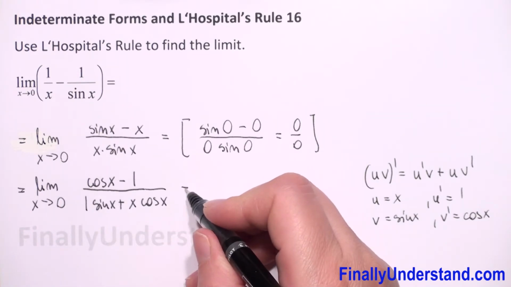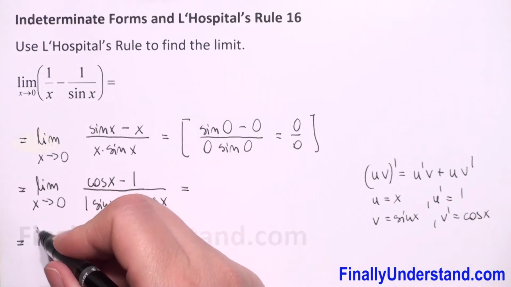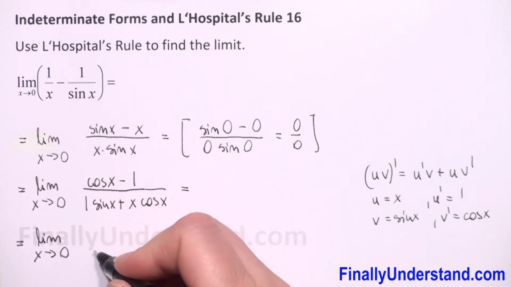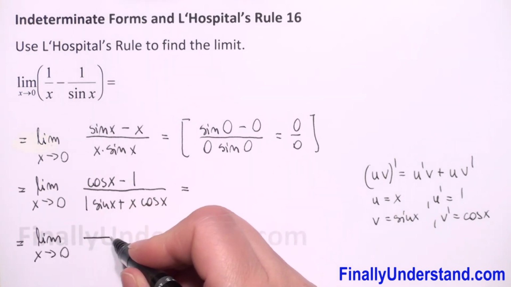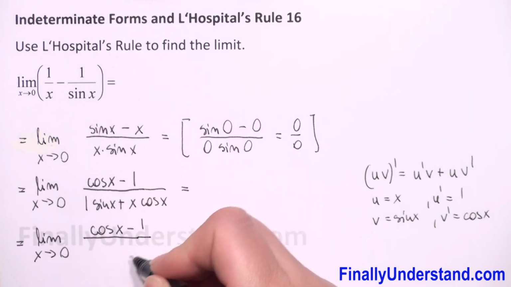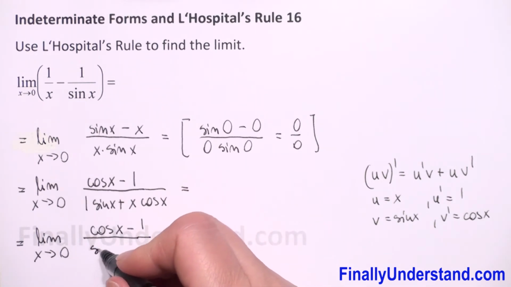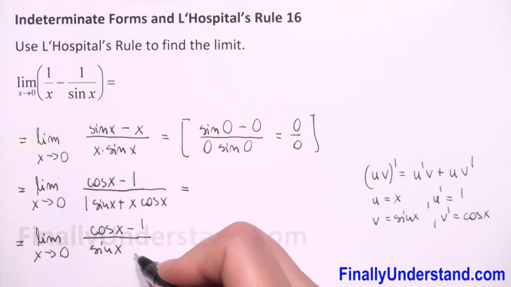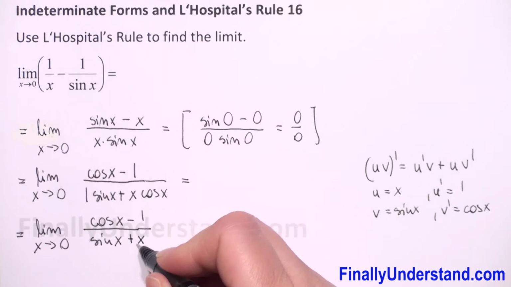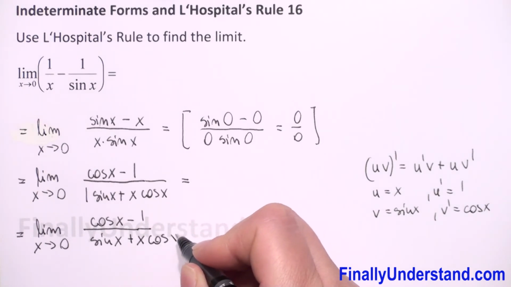So this is equal, we have limit as x approaches 0. In numerator we have cosine of x minus 1. In denominator we have sine of x plus x times cosine of x.